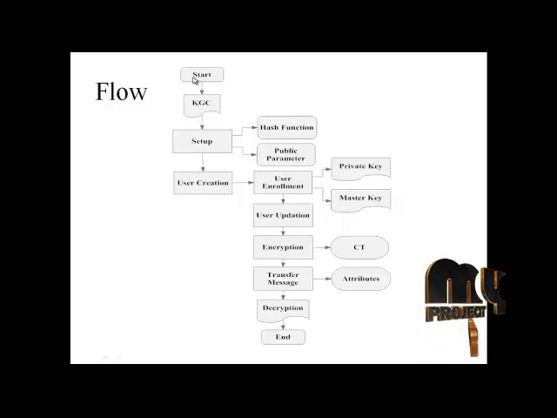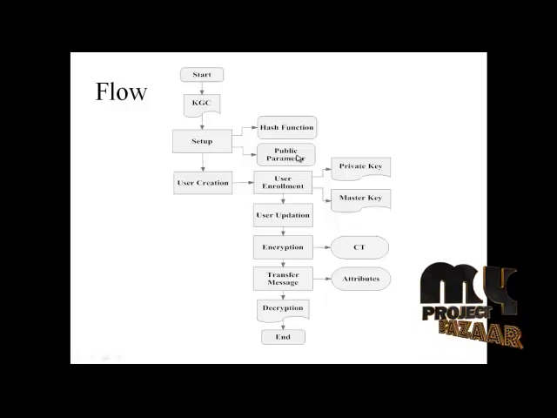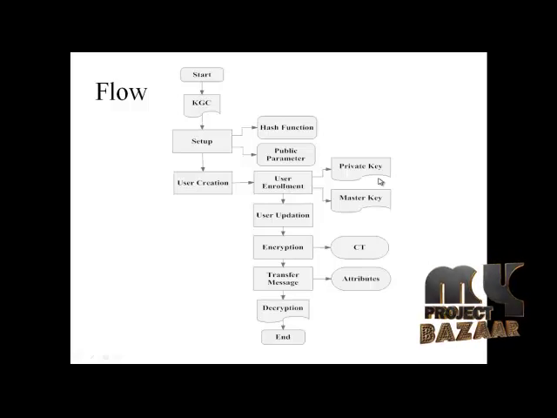First, let's start the project with the KGC, the key generation center, which will start with the setup function. In the setup function, it generates the hash function for alpha and beta, and generates the public parameters from positive values and prime numbers. And the KGC will create users by using user attributes, such as melancholia and color, and by providing a username. In user enrollment, the user will get the private key and master key based on the user attributes, and in user updation, the user can update an attribute by providing the new attribute value with the existing attribute.